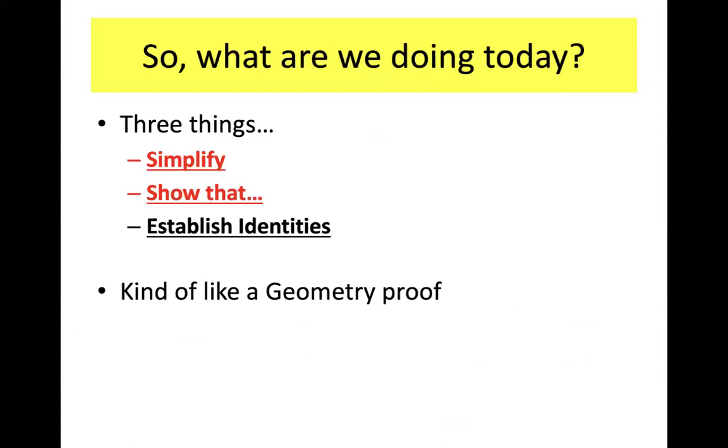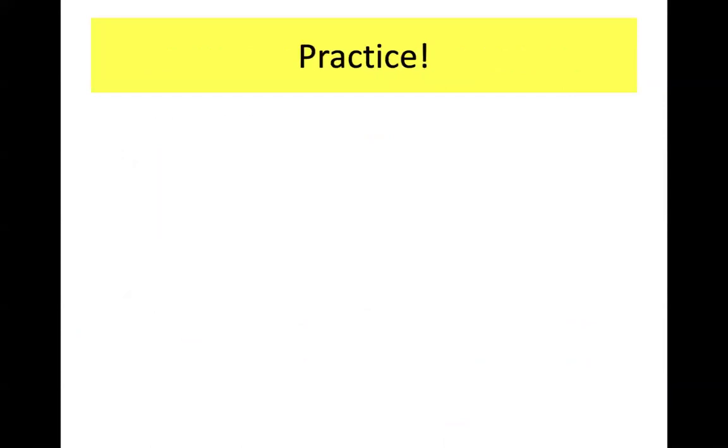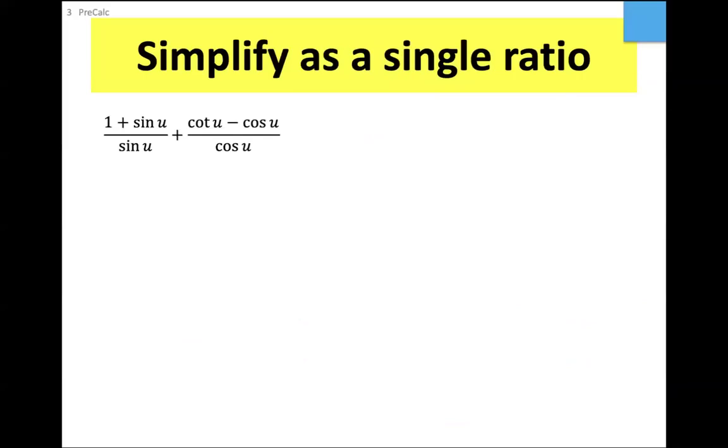Okay, so two things for homework, simplify and show that, but we're going to have four techniques that we can do for this. All right, so a little bit of practice. This one's a little bit more challenging. This is going to be arrow number 3. So it says simplify as a single ratio. That means write that as one fraction. Well, how would I write that as one fraction? Okay, easier problem. Let's say that I had 1/3 plus 1/2, and I ask you to write that as one fraction.